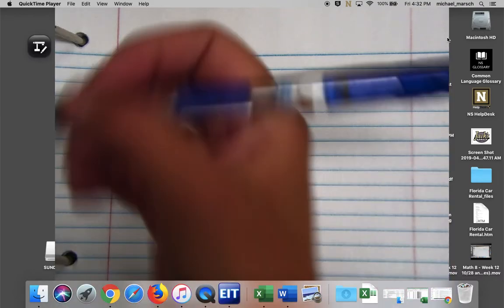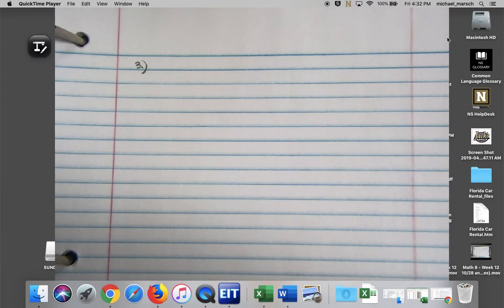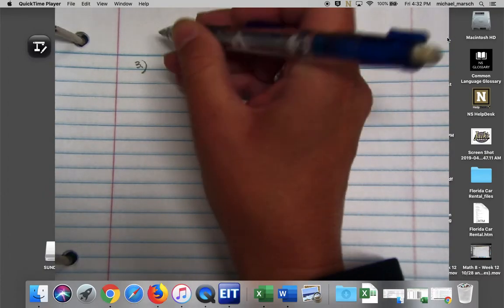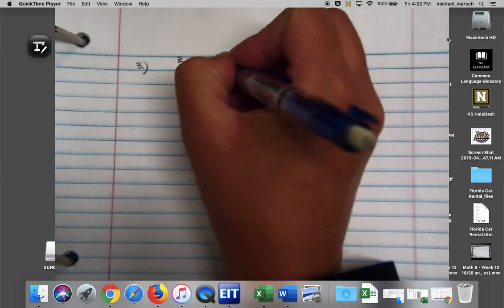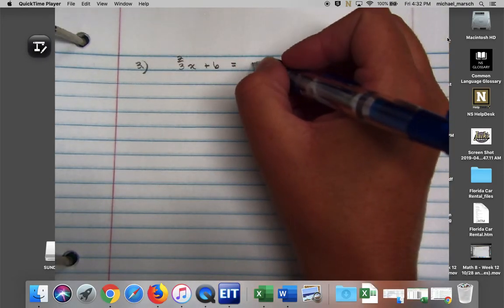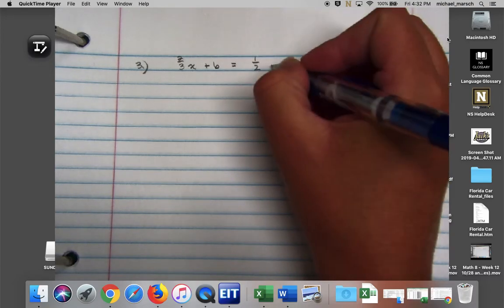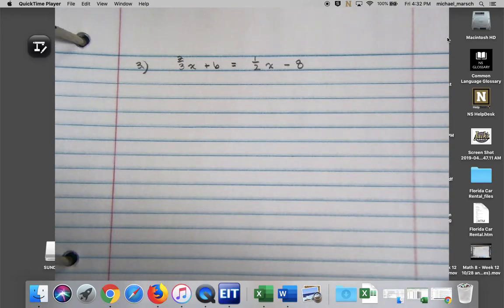Okay, so this will be example 3. And I'm just making these up as I go, so it may turn out nice and neat, it may be ugly. No telling. So let's say we have 2/3 x plus 6 equals 1/2 x minus 8. I have no idea how this is going to turn out.